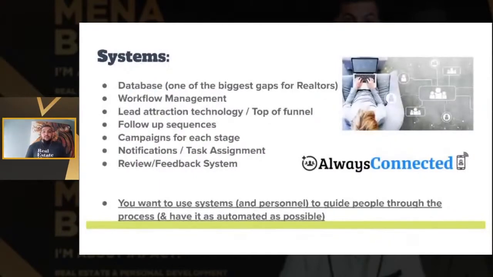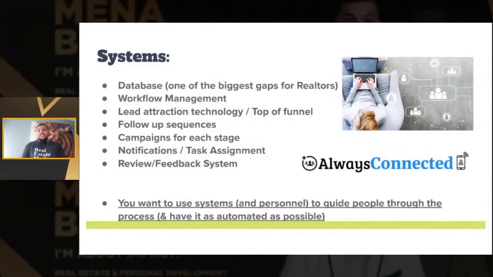And there's a lot of systems that we can use, but here are some of the major systems realtors need to use. One is a database. One of the biggest gaps for realtors is not really having a database, not having a place where they can store contacts. Okay, so having a database is a system that you really need in your business. Second is a workflow management system. How do you manage all the deals that are going on? How do you move people from one step or one stage to the next stage efficiently? How do you manage all the tasks and everything that's going on, right? And there are systems for that.